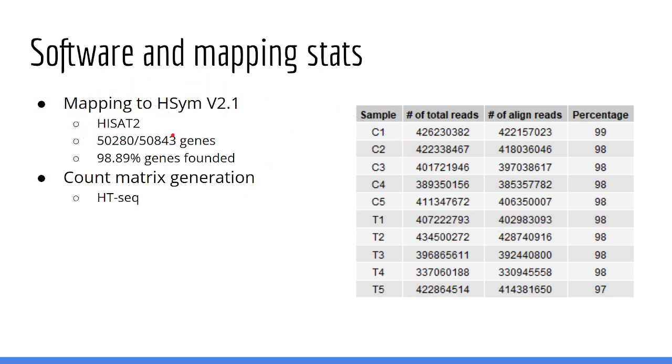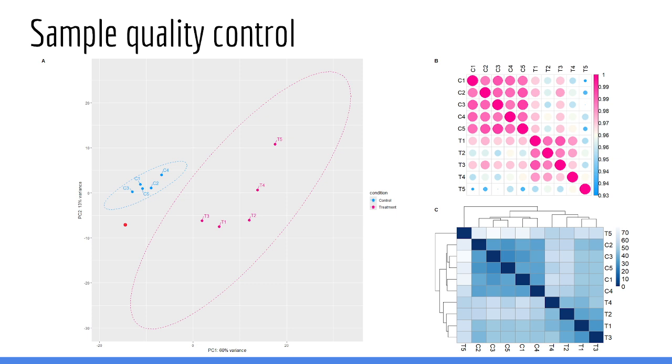Using HISAT2, we aligned our reads to the HySim version 2.1 of the reference genome, and we got a percentage of alignment from 97 to 99% for all the samples. And we captured from the gene universe 98.89% of genes. Also, we generated a count matrix using HTSeq. Then we loaded the data into R, filtered the count matrix, and performed quality control.